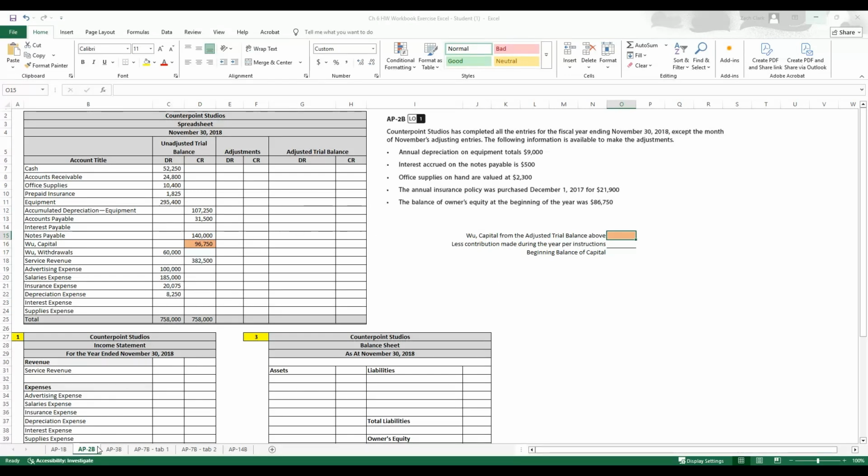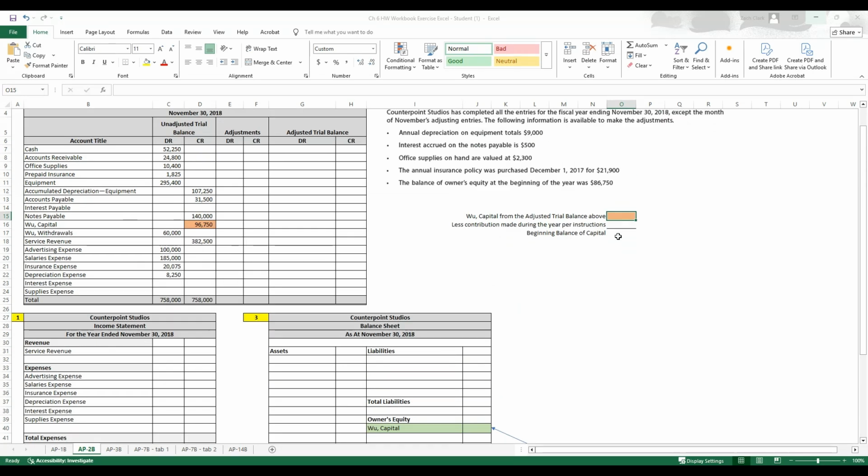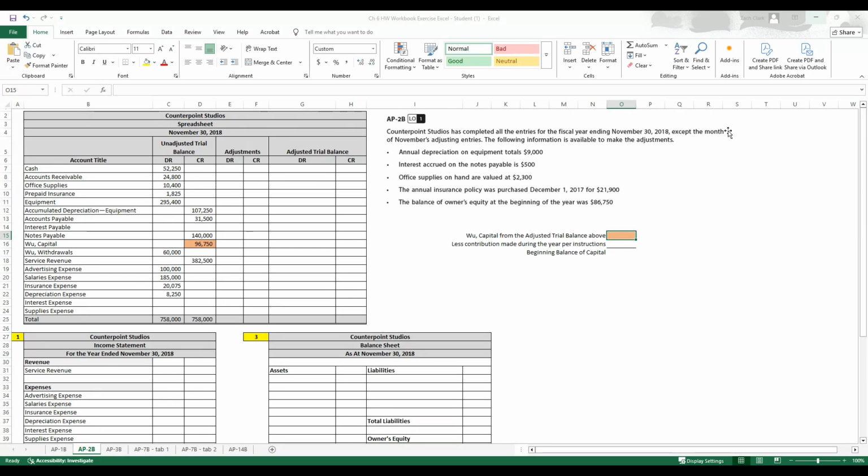All right, in this video, we're going to work on Chapter 6, Workbook Exercise AP2B. Okay, so this problem is very similar to AP1B, and that will be preparing the financial statements. And we do have some considerations regarding capital potentially in terms of contributions like we did in AP1B.